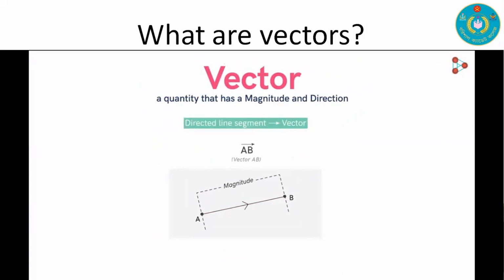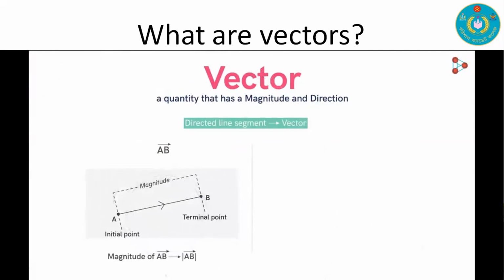Here the vector can be denoted by AB with an arrow on top. The vector starts from the point A, and the point A is called the initial point, and the vector AB ends at the terminal point, which is B. The length of AB is the magnitude, and the direction is from A to B.